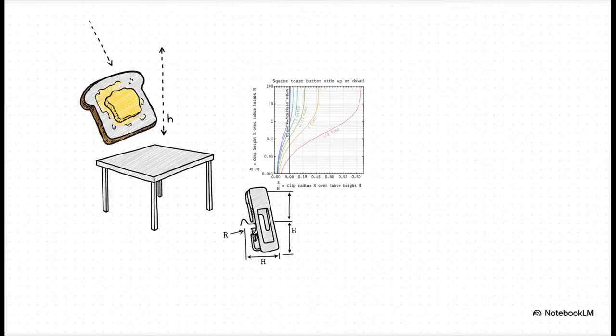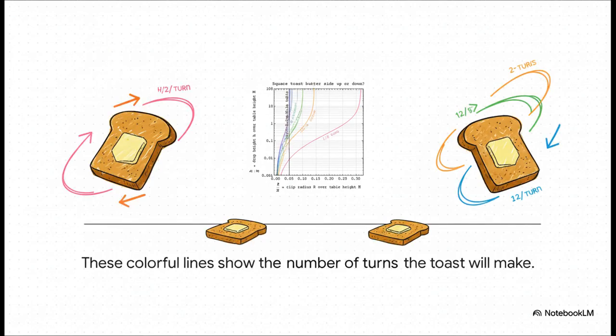Let's look at the axes for a second. The vertical one on the left isn't just height, it's the drop height divided by the table height. And the one on the bottom is the same idea. It's the clip radius divided by the table height. The genius here is that this makes the chart work for any table because everything is measured relative to how high that table is.